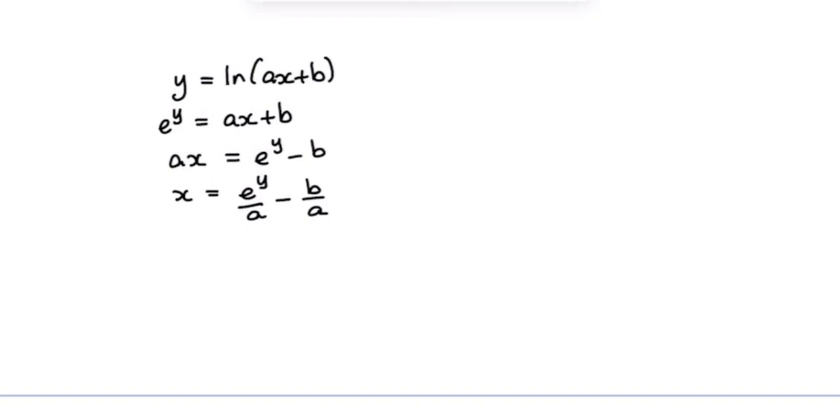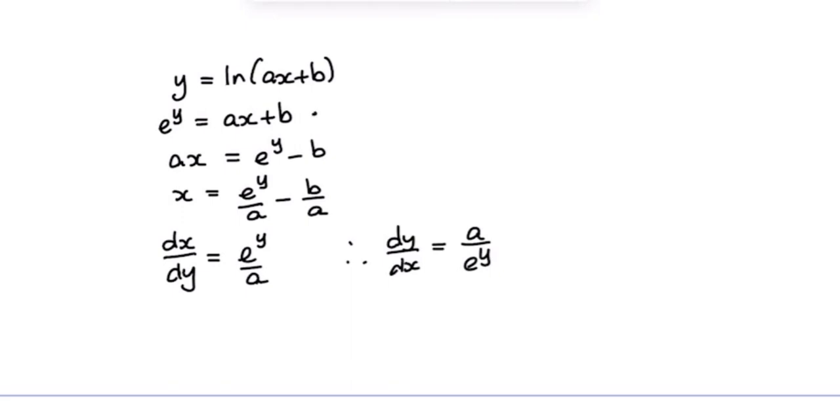So if you remember in our last video, on the previous one, we were able to differentiate and get dx/dy. So I'm going to do that. So dx/dy equals, I'm going to get e to the y over a. So therefore, dy/dx equals a over e to the y. And if you look back here, you can see e to the y is ax plus b. So dy/dx equals a over ax plus b.